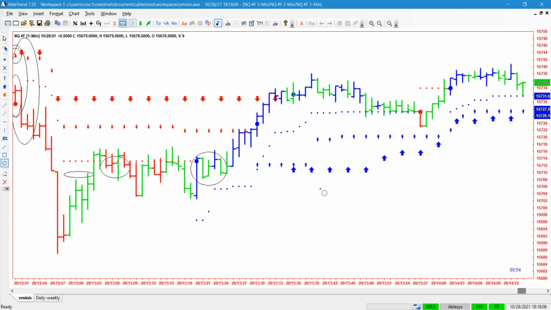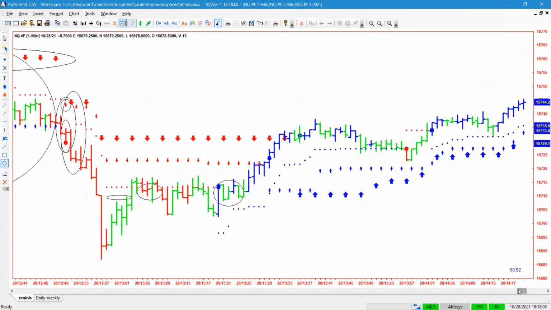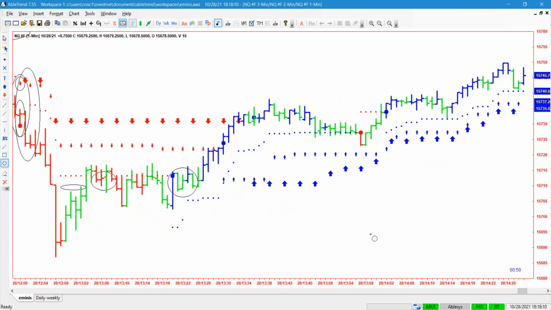So still up a ton of money yesterday. I mean, $2,800 a day for a one lot trader. That really holds you over for a bunch of losing days if that happens. You're good for the rest of the week then.